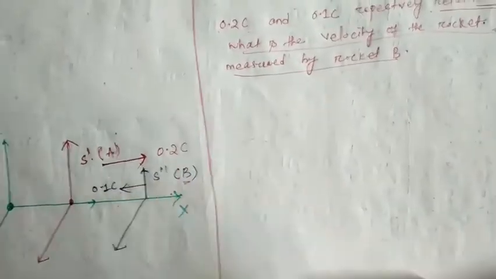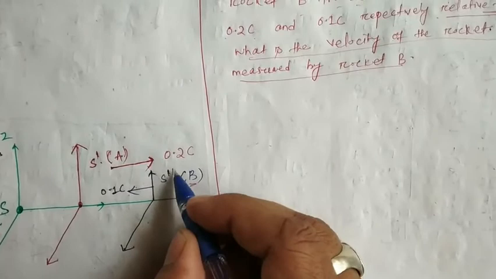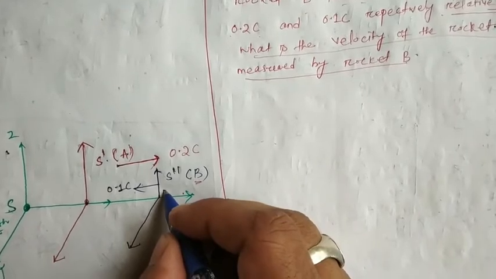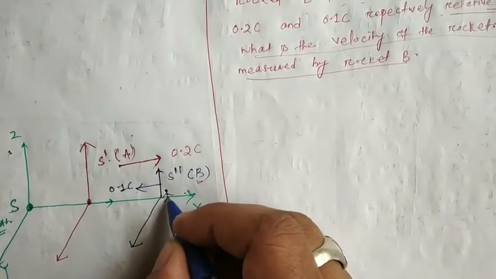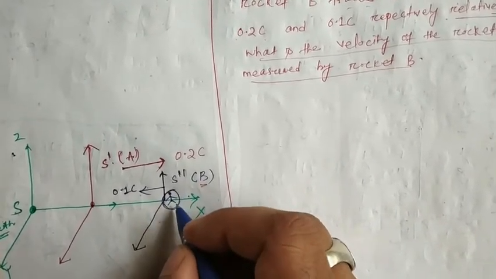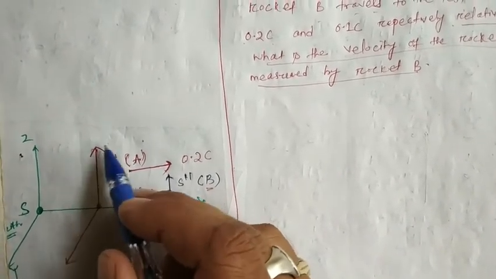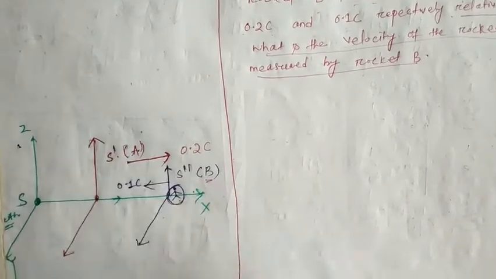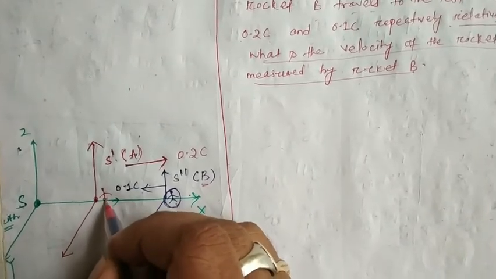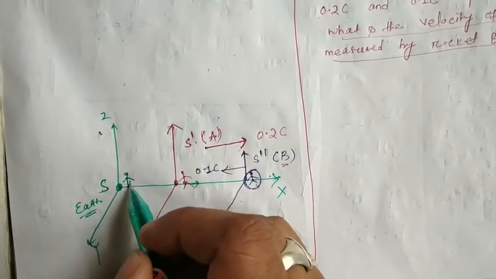Now the question is: what is the velocity of rocket A measured by rocket B? So if the person who is sitting in this S double dash frame, B is the rocket, then this person is going to measure what will be the velocity of rocket A, or we can say frame of reference S dash. Here is another person sitting over here. Here in the earth frame of reference, the person is sitting here.